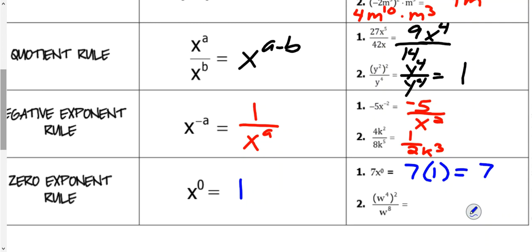For number 2, we have w to the 4th quantity squared. So I'm going to simplify that. That would be w to the 8th. And we have that divided by w to the 8th. w to the 8th divided by w to the 8th is going to be w to the 0, which would be 1. What we should know anyway is that anything over itself is going to be 1.